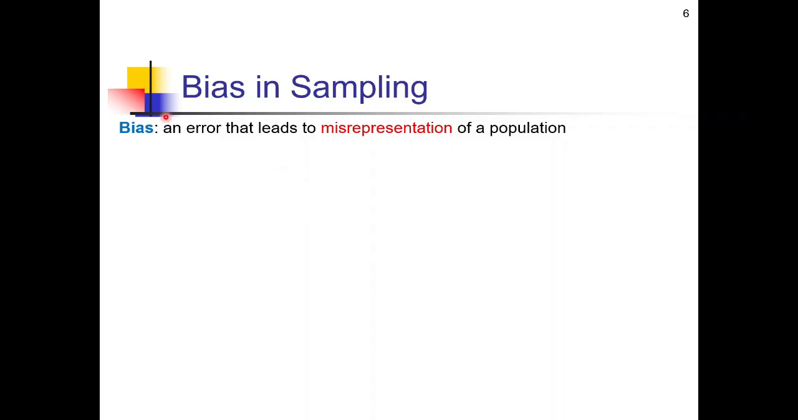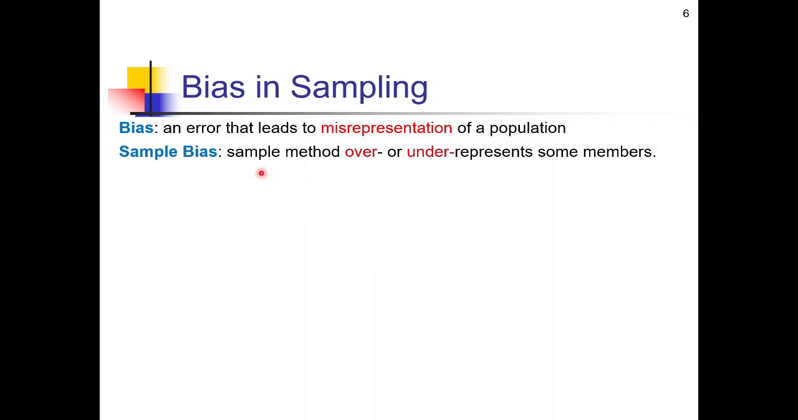When we're talking about sampling bias or sample bias, this is a sample method that over or under represents some of the members of our population. So when we're talking about accurate sampling methods, we're talking about accurately representing what the whole population would choose for its results with just a limited set of that population. And if you have a biased sample, then you're going to be skewed one direction or another with what your sample is telling you.